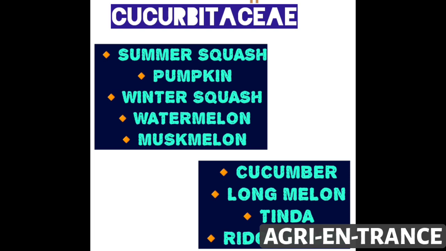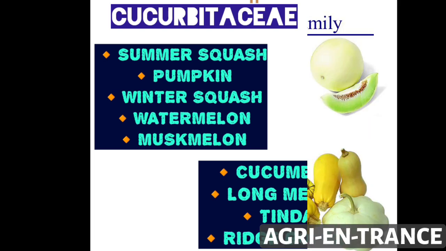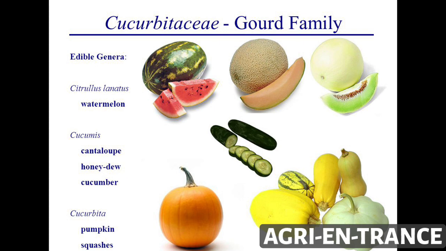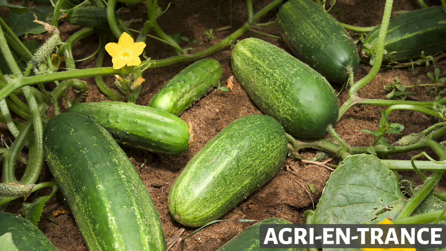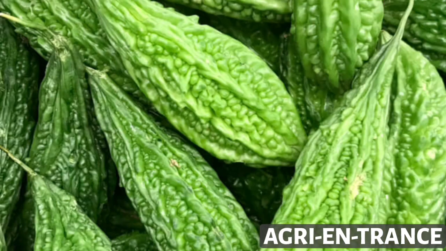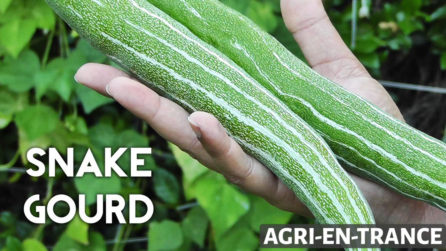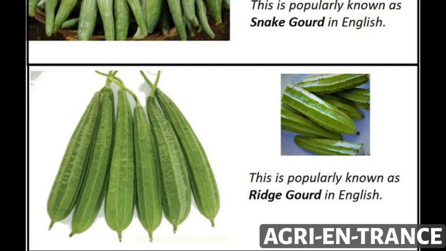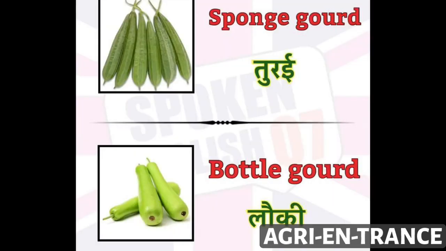Now moving on to the next family in the row, that is the Cucurbitaceae family. The common vegetables included in this family are cucumber, bottle gourd, bitter gourd, snake gourd, pointed gourd, round melons, watermelons, ash gourd, musk melon, long melon, ridge gourd, sponge gourd, pumpkin, summer squash, winter squash. The bitterness in cucurbits is due to the presence of cucurbitacin, that is tetracyclic triterpenes.